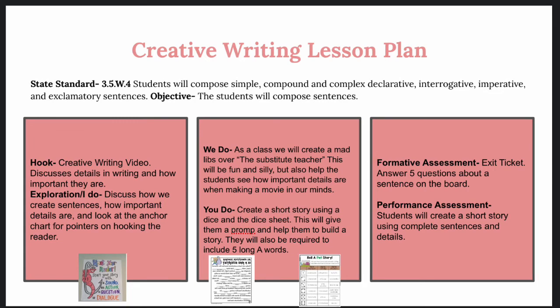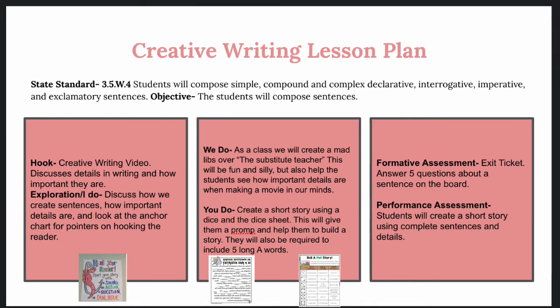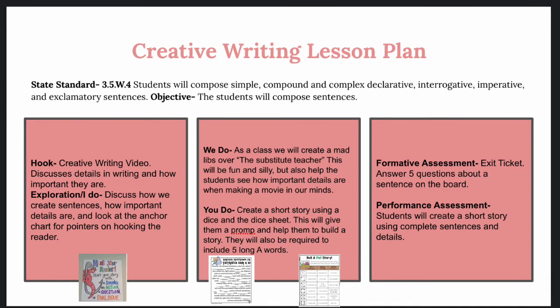For our formative assessment, we will do an exit ticket. We will have to answer 5 questions about a sentence placed on the board. These will help to see the comprehension level for students as we are learning about details. And then for our performance assessment, students are going to be able to create a short story of whatever they would like to tell about, as long as they include details, they have complete sentences, and it is 5 sentences or more.